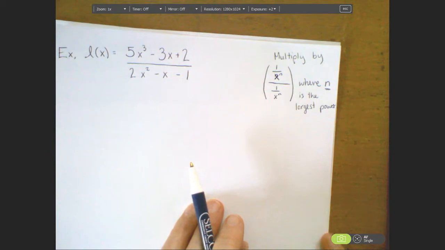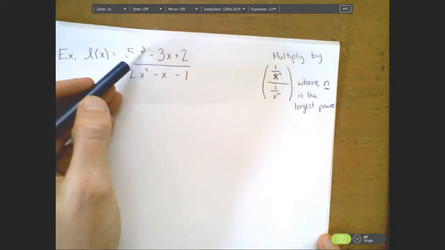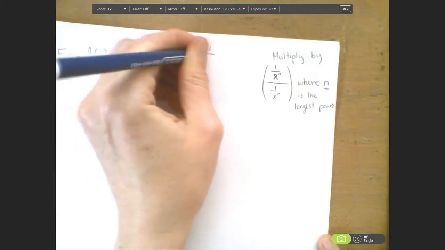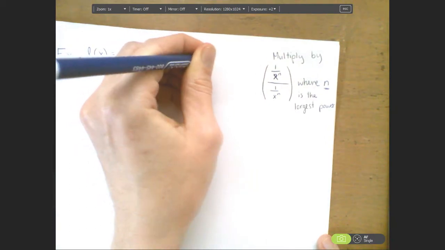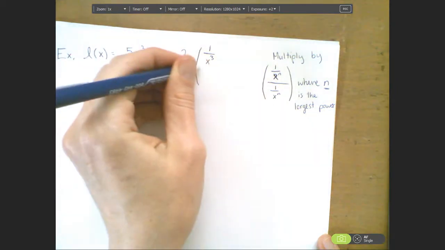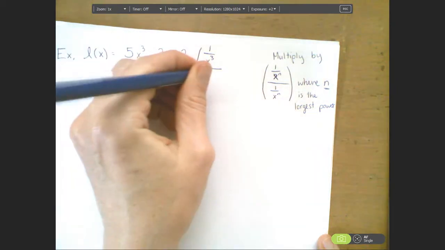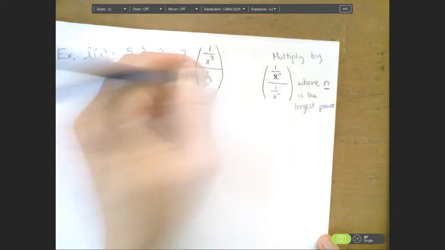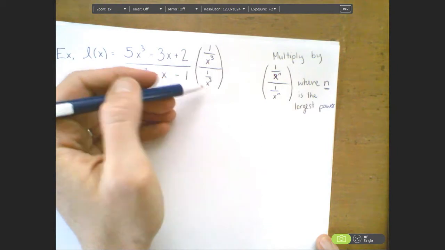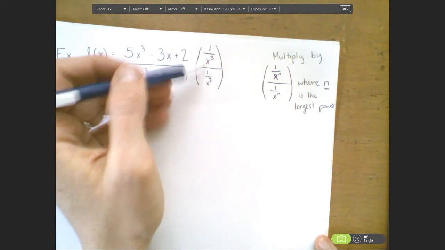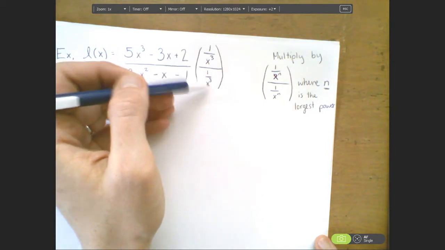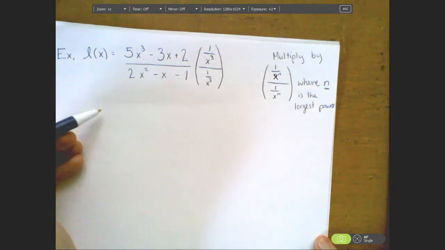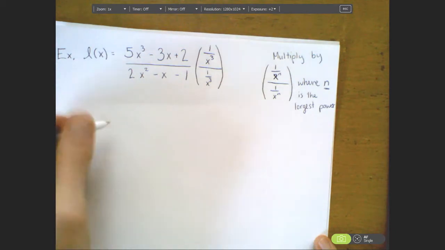Oh, that got really blurry for a second. So in this case, I have an x cubed on top and an x squared on bottom. I'm going to multiply both top and bottom by 1 over x cubed, because I want to get rid of that x cubed. And I know it'll cancel out the x squared, so I get to the other lower terms. So I'm multiplying both top and bottom by 1 over x cubed. Why can't I multiply the top by 1 over x cubed and the bottom by 1 over x squared? If I multiply the top and the bottom by two different numbers, then it won't be equivalent anymore, and I want to make sure that my function is exactly the same.